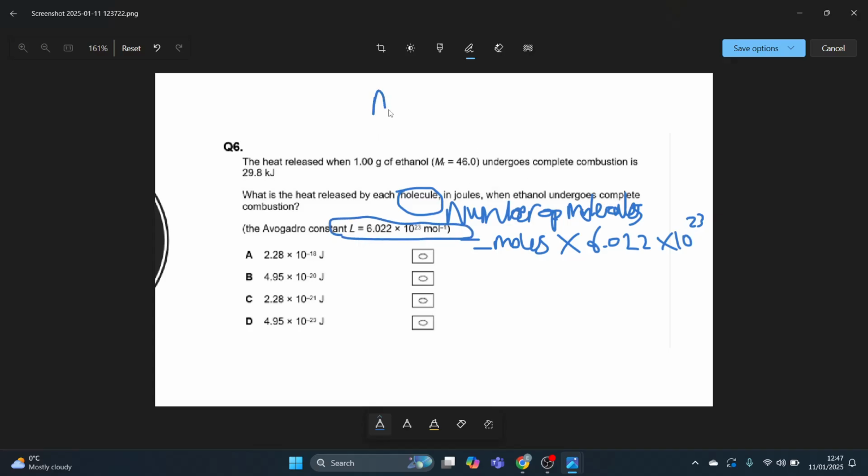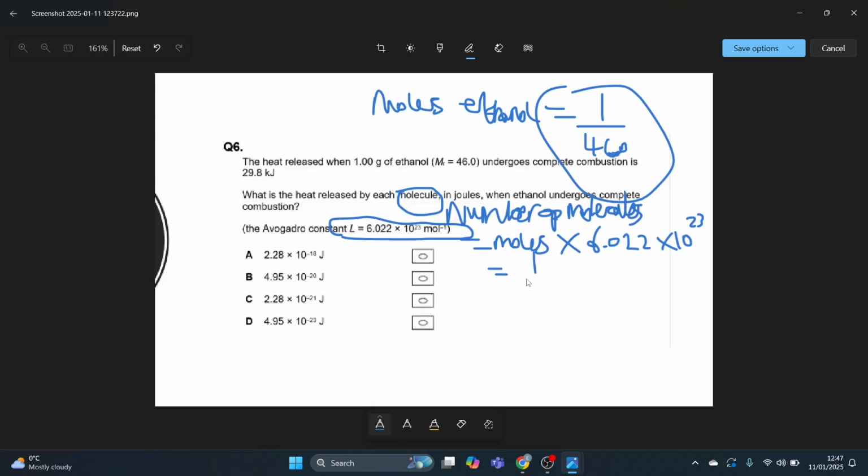So it's going to be the moles of ethanol. How do you find that? The mass over the Mr, 1 divided by 46.0. I could see another step to make it more complicated. They put it in milligrams and you need to convert it into grams, but that's just how well you know units. 1 divided by 46 times 6.022 times 10 to the power 23.